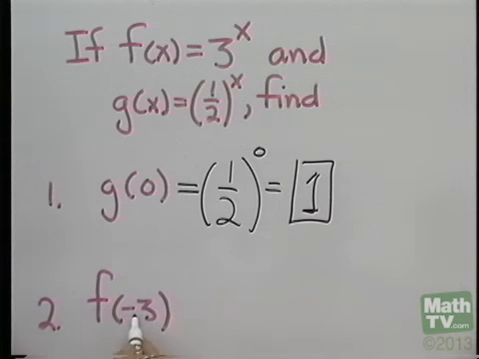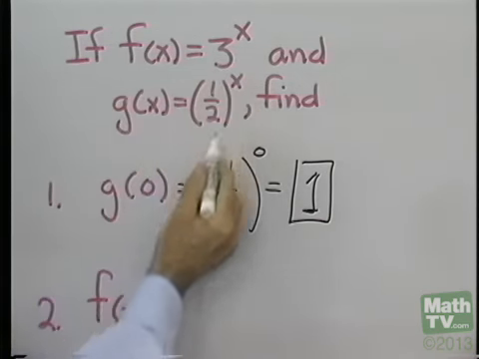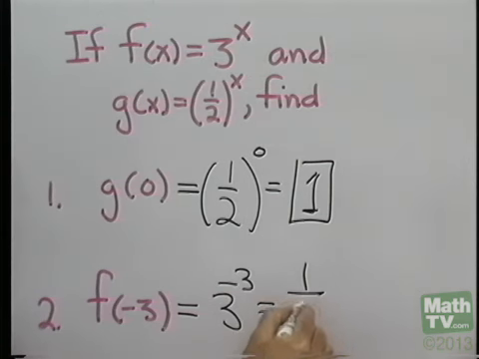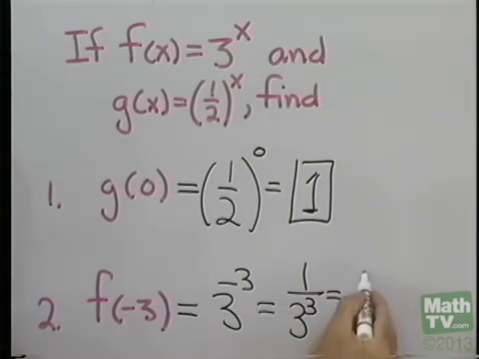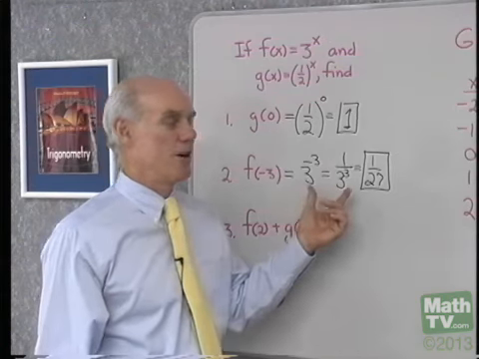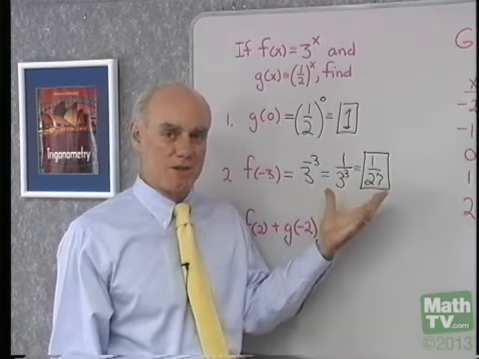Let's find f of -3. I'll do that by going to the function f and substituting -3 for x. So I'll have 3 raised to the -3 power. That's going to be 1 over 3 to the +3 power, and 3 to the 3rd power is 27, so that would be 1/27. So exponential functions work just like regular functions, and when I want to find the value of the function here, I just replace x with that value and simplify.